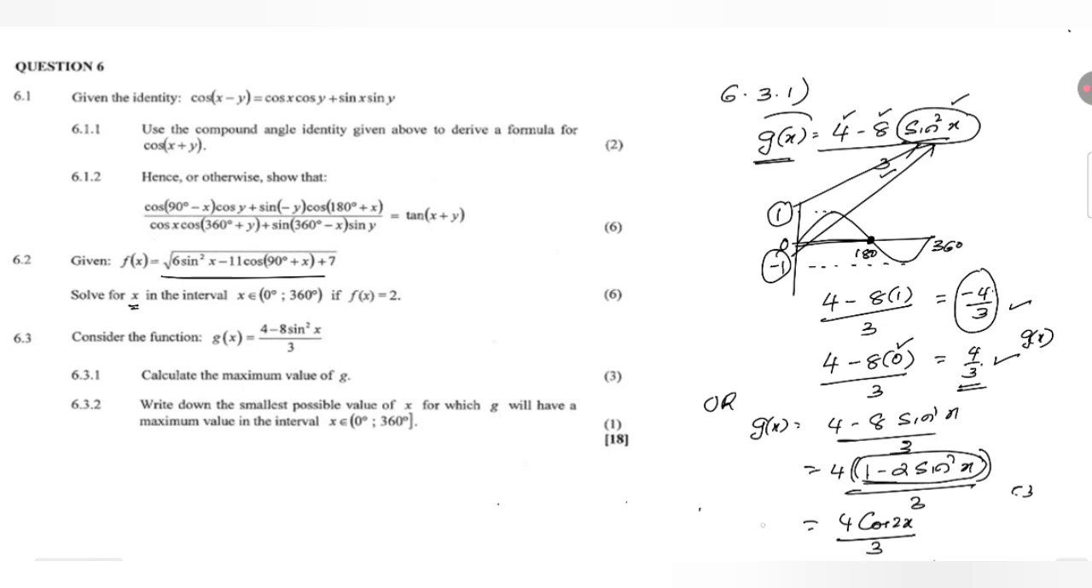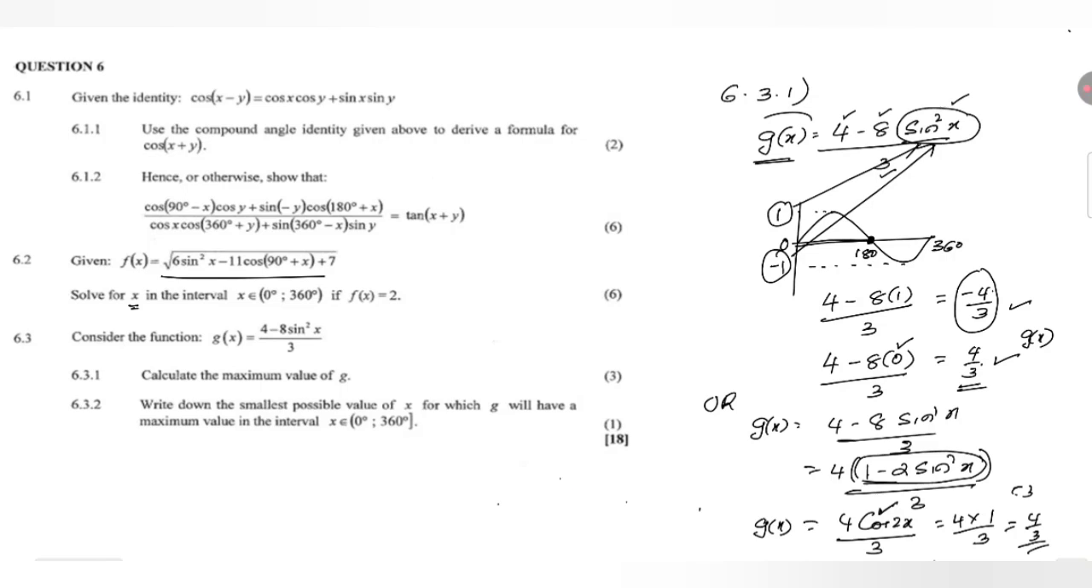Now how do you maximize? What is g of x? After the simplification, I got 4 cos 2x divided by 3. So what is the maximum value of g of x now? The maximum value of cos. What is the maximum value of cos? It is 1. That is 4 times 1 divided by 3. Answer is 4 over 3. Same answer I got. Clear? So remember, when sine and cos are involved in a question where you have to maximize or minimize, you need to know the maximum of sine value is 1 and the minimum is minus 1. Okay? Yeah, this is how we do it.